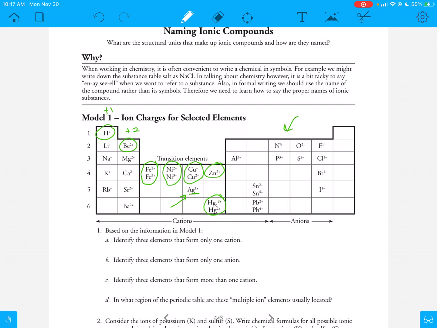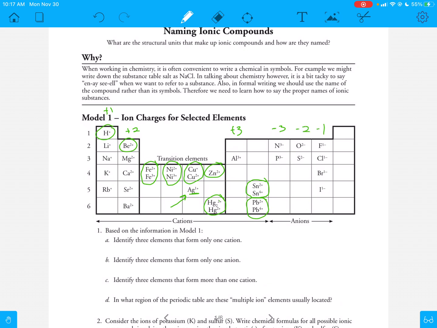Of course, aluminum is in group 13, so it's going to be a +3. Then we've got the 4s, but look down here. Tin can actually be a +2 or a +4. And lead, same thing. It can be a +2 or a +4. So that's kind of different. And then, of course, group 15 is going to be getting into the -3s, and then the -2, and of course the -1.